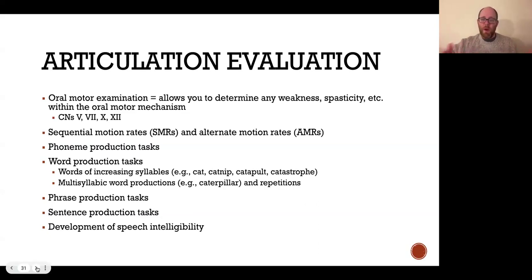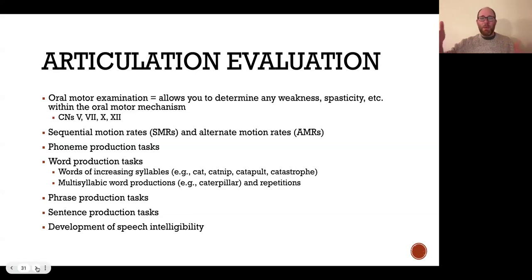So you can build up from there and see, are they going to say catnip, matapult, catastrophe? That's a bad example, but they at least got one and they're very variable. Or are they going to be fine with cat and catnip, and then get catapult wrong? That can help you. Again, multisyllabic words and repetitions of these multisyllabic words, so caterpillar, caterpillar, caterpillar, snowman, snowman, snowman.